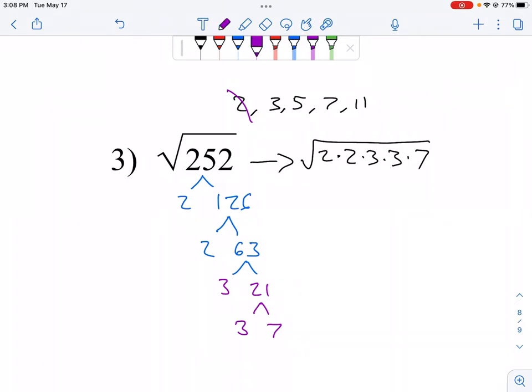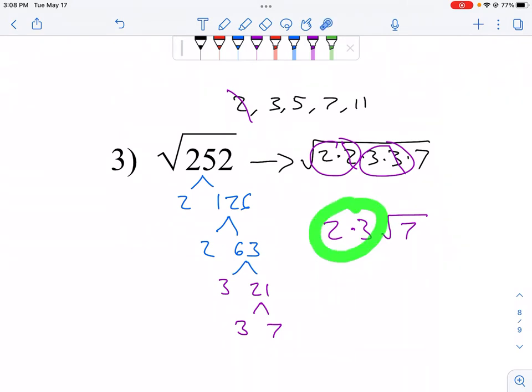So we have a pair of 2s, a pair of 3s, and a 7 all by itself. So I get one 2 that makes it out of the radical. I have one 3 that makes it out of the radical, and I have a 7 still stuck inside the radical. Anything that makes it out multiplies back together to leave us with 6 radical 7, or 6 rad 7.